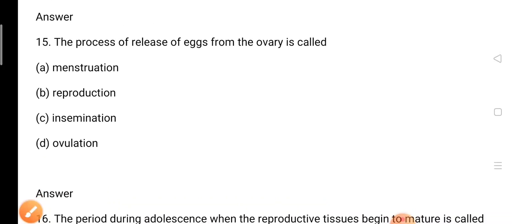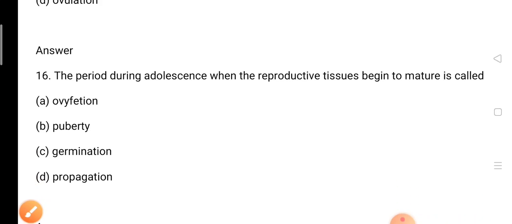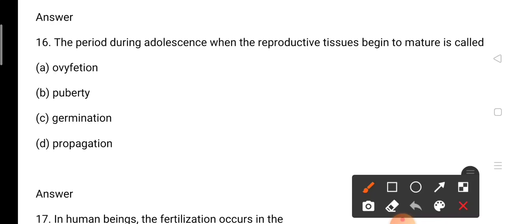Now the next question, the process of release of egg from ovary is called. So here the options are menstruation, reproduction, insemination, ovulation. So the process is called ovulation, through which eggs are released from the ovary. It means our correct option is option D. The next question, the period during adolescence when the reproductive tissue begins to mature is called. So the options are ovulation, puberty, germination, propagation.